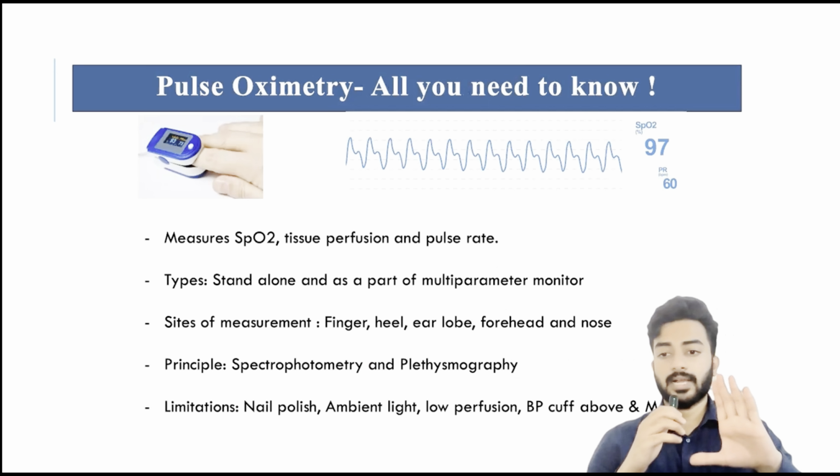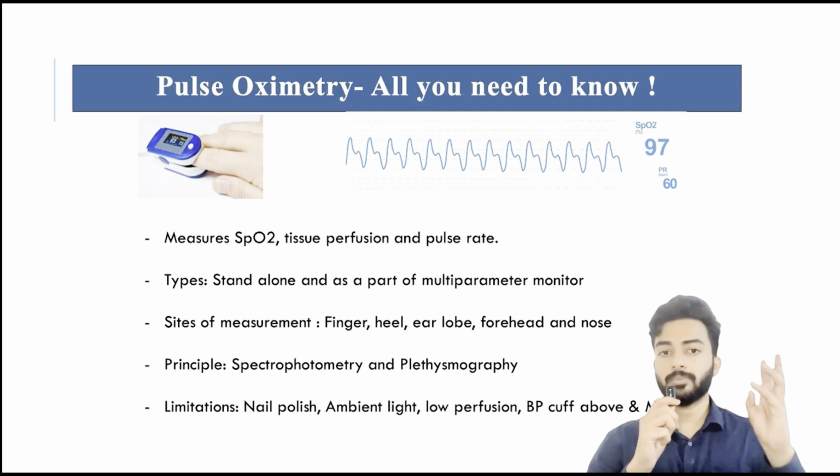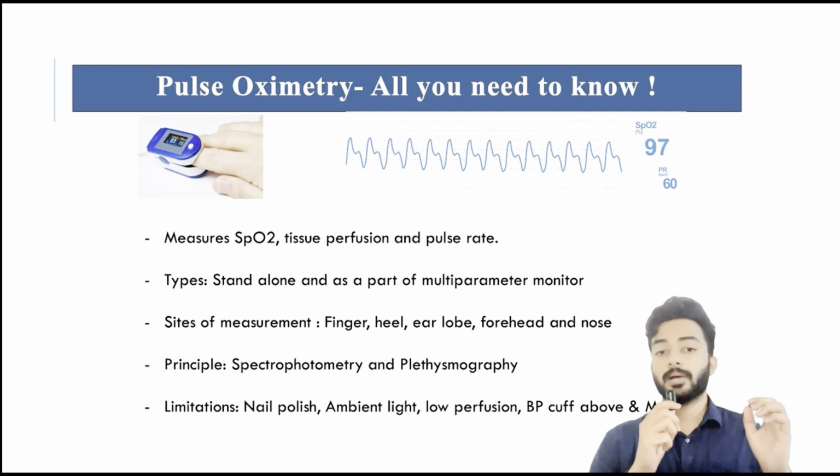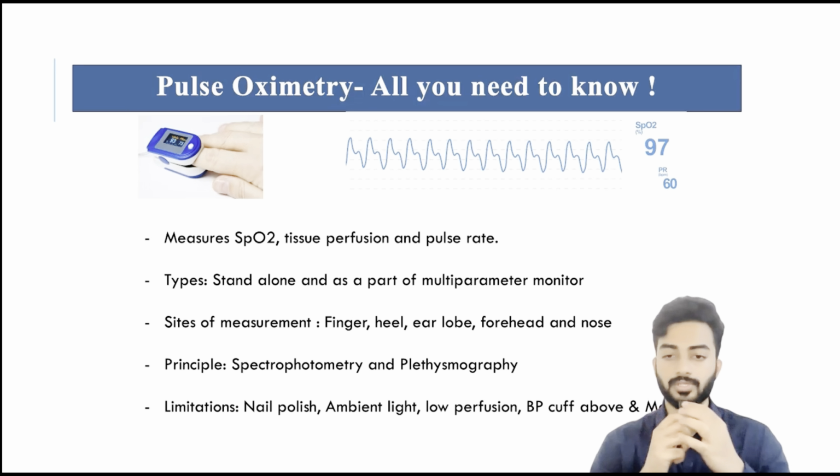So as a gist, from the pulse oximetry monitor, you can measure the SpO₂, tissue perfusion and pulse rate. The types are standalone and part of a multi-parameter monitor. The sites of measurement are finger, heel, earlobe, forehead and nose. The principles are spectrophotometry and plethysmography, and the limitations are nail polish, ambient light, low perfusion, BP cuff above, and methemoglobin. So this is the summary of the pulse oximetry monitor.